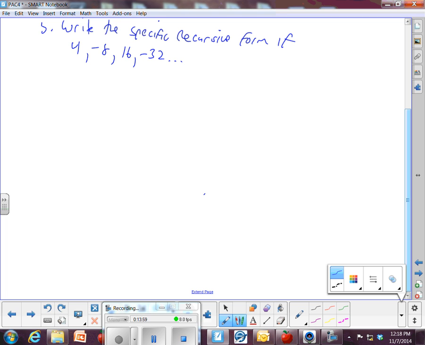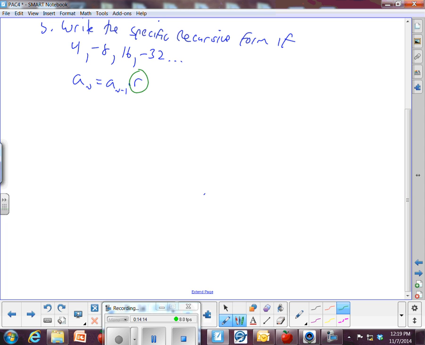Now, hold on. Let's set this up right. Let's write the general formula. A sub n equals a sub n minus 1 times r. And really, all you can do is put in the r. That's all you can do. Once you do that, you've got the specific formula. So on 3, tell me what you think the value of r is. Here we go. 1, 2, 3.